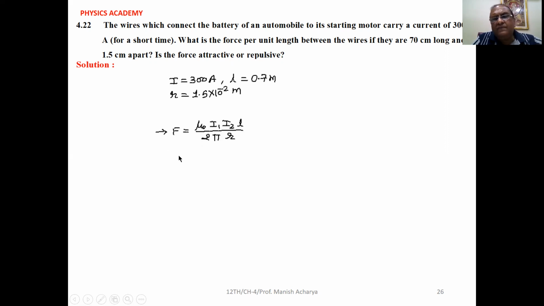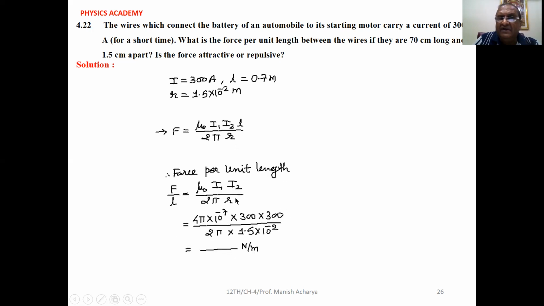Force between two parallel current carrying wires is mu 0 I1 I2 L upon 2 pi R. Substitute the values. Now, force per unit length, so take L on the left hand side, F by L equals mu 0 I1 I2 upon 2 pi R, mu 0 is 4 pi into 10 raised to minus 7, I1 is 300, I2 is 300, 2 pi R, that is 1.5 into 10 raised to minus 2. Solve it, you will get the answer.